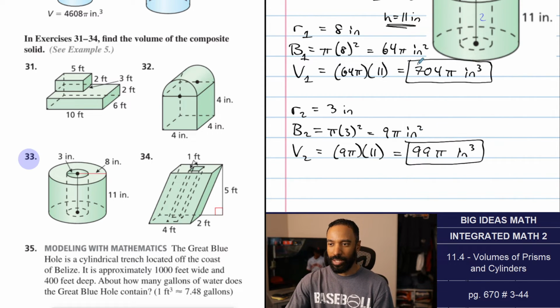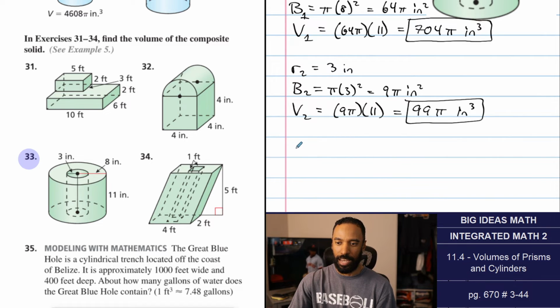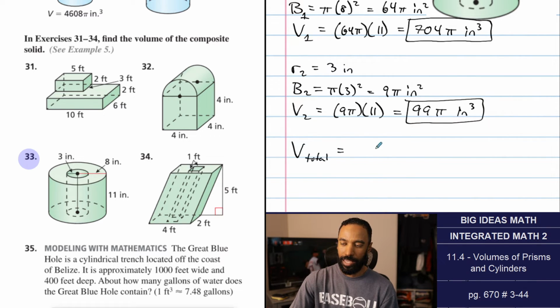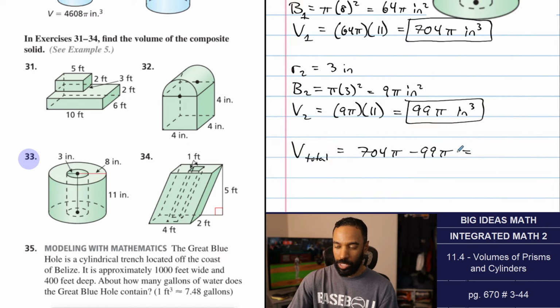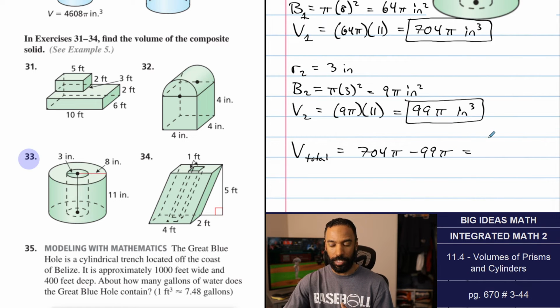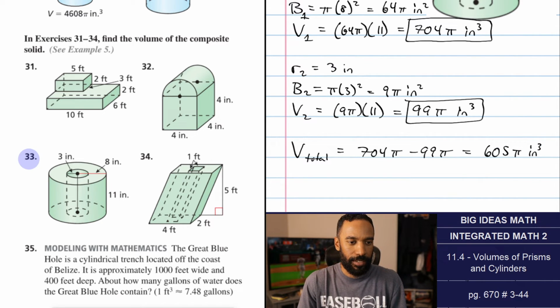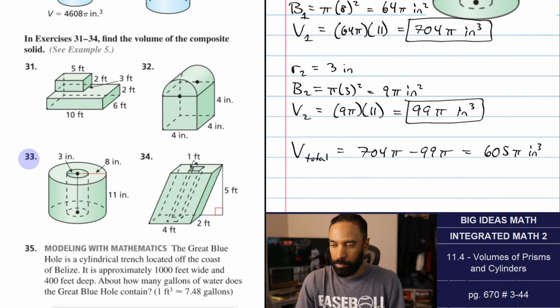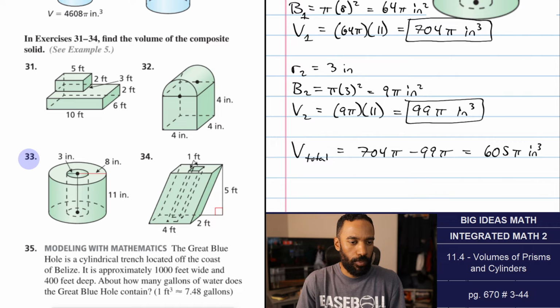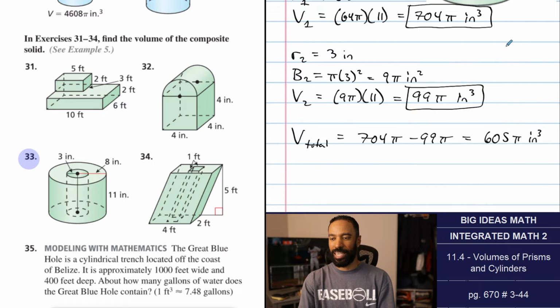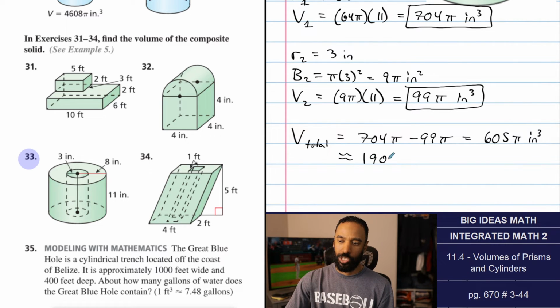So the volume of the total, we're going to take 704 pi and subtract 99 pi from there. So volume of total is 704 pi minus 99 pi. Those can clean up because they both share pi in it, so they can combine. That's 605 pi cubic inches as an exact value. When we go ahead and round that times pi, we get 1900.66 cubic inches as a whole.